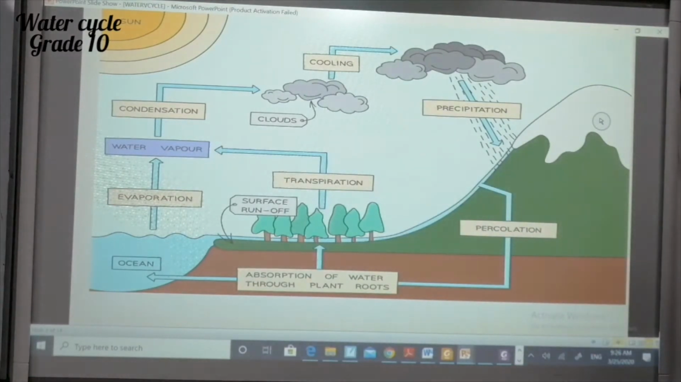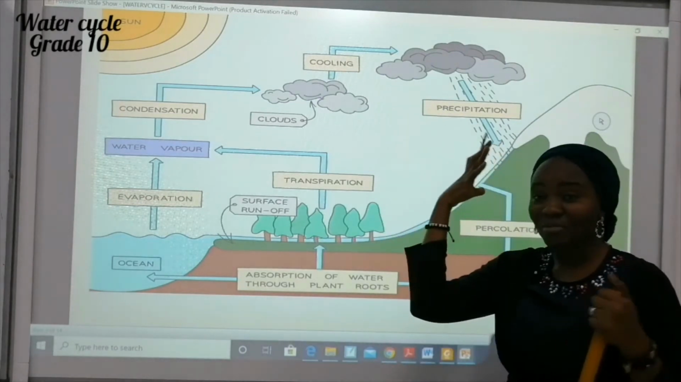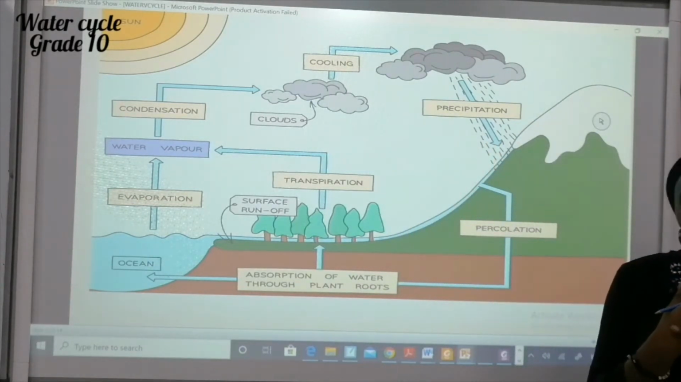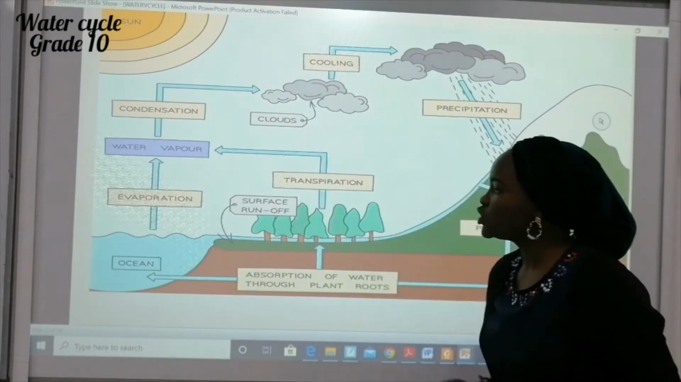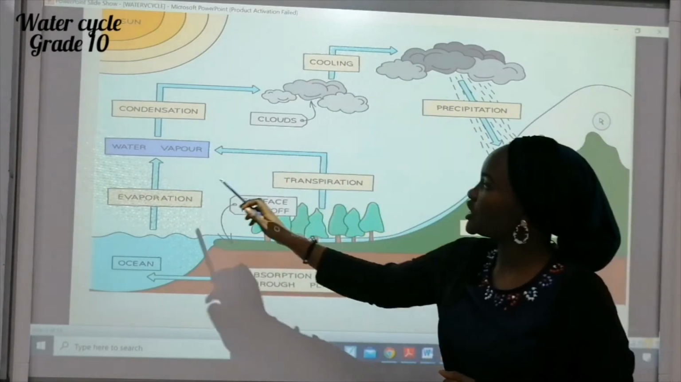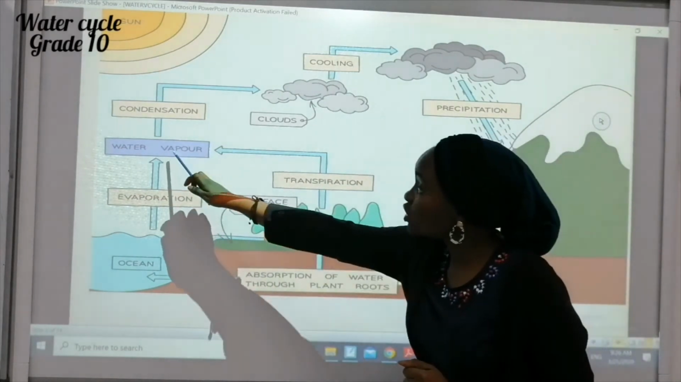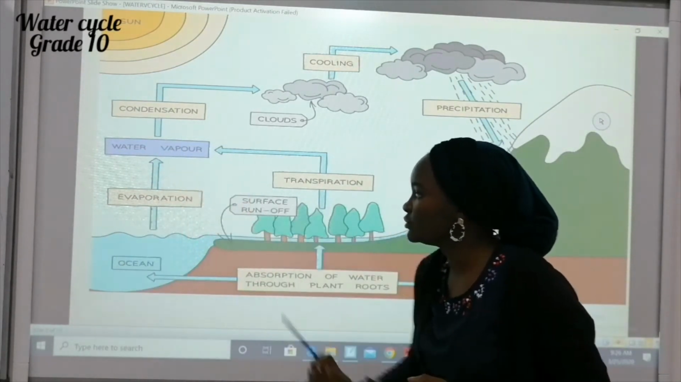Let me use that word if you would understand. So when we think about transpiration, just think about plant sweating. Okay, that means water coming out of the plant. All right, so transpiration and evaporation, these two would give us water vapor in the atmosphere.